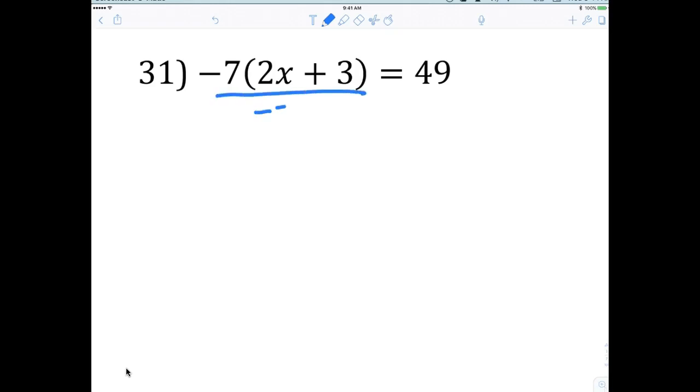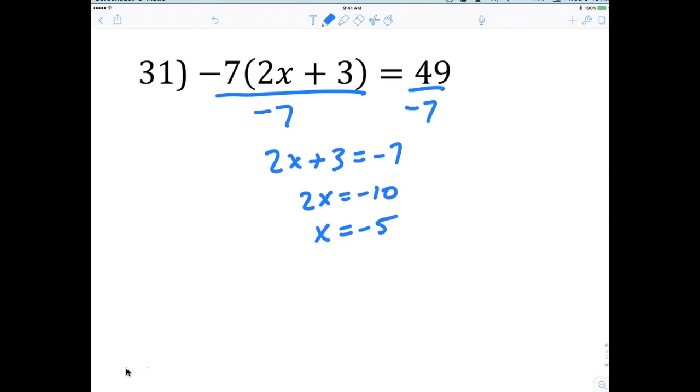So here we go. Divide by negative 7, divide by negative 7. 2x plus 3 equals negative 7. And now from there, you should be able to say 2x equals negative 10. So x is equal to what? Negative 5. That's kind of how I want it. If it's easier for us to just do it like the big numbers, you go ahead and do whatever you want, or you can listen to me so I can try to make you smarter. That's the point.